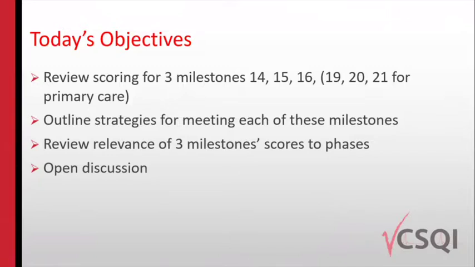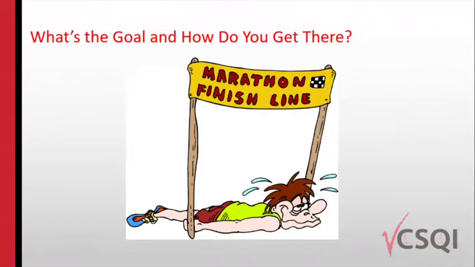As you may recall, or yet to hear more about if you're new, there are 5 phases of transformation that the milestones relate to. And these are the phases that we're working together to move you through. At the end of phase 5, your practice is presumably ready to participate in an alternative payment model. So this call might go longer than 30 minutes, but we'll proceed as expeditiously as we can and hopefully have time for some discussion. So first of all, what's the goal and how do you get there?